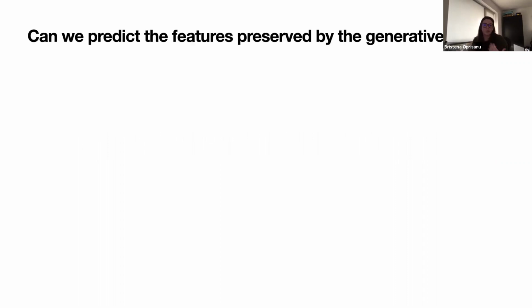So here, the first question that we asked is, what if we can predict features preserved by the generative models? So what we do in order to observe this is that we fix a target record and sample a fixed training set. And for each data set, we ran 25 test runs in which we take the same data set and train two models, one with the target and one without the target.